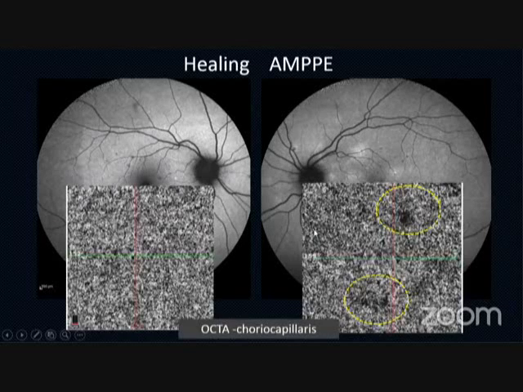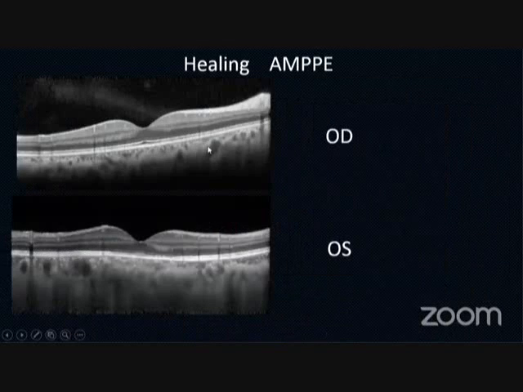OCT angiography didn't show much in the right eye, but the left eye actually showed areas of flow void that correlate with hyperautofluorescent lesions. This patient showed a quite decent OCT in the right eye. However, the left eye still showed some damage that could be seen in the outer layers, and we can see areas of attenuation of the choriocapillaris in both eyes.